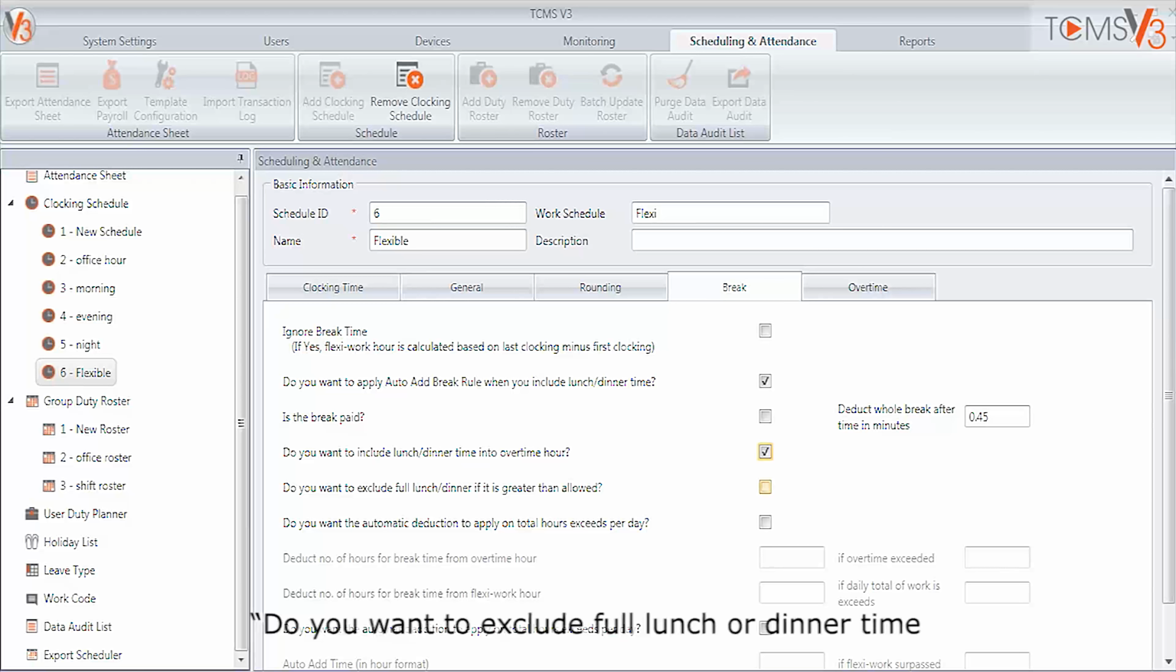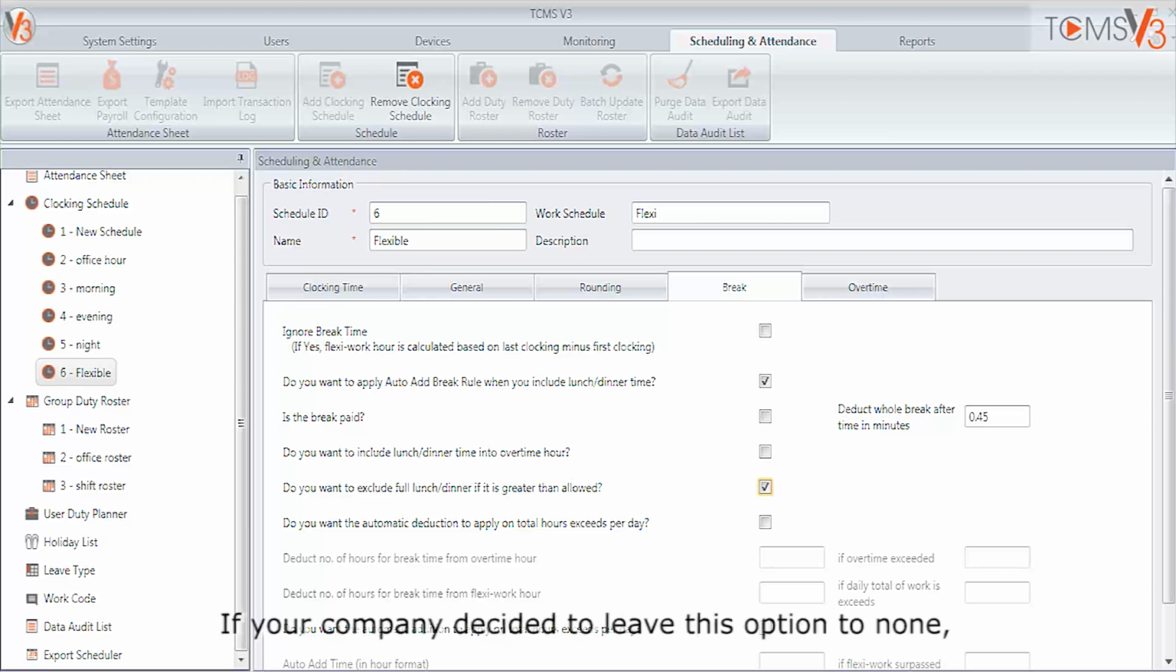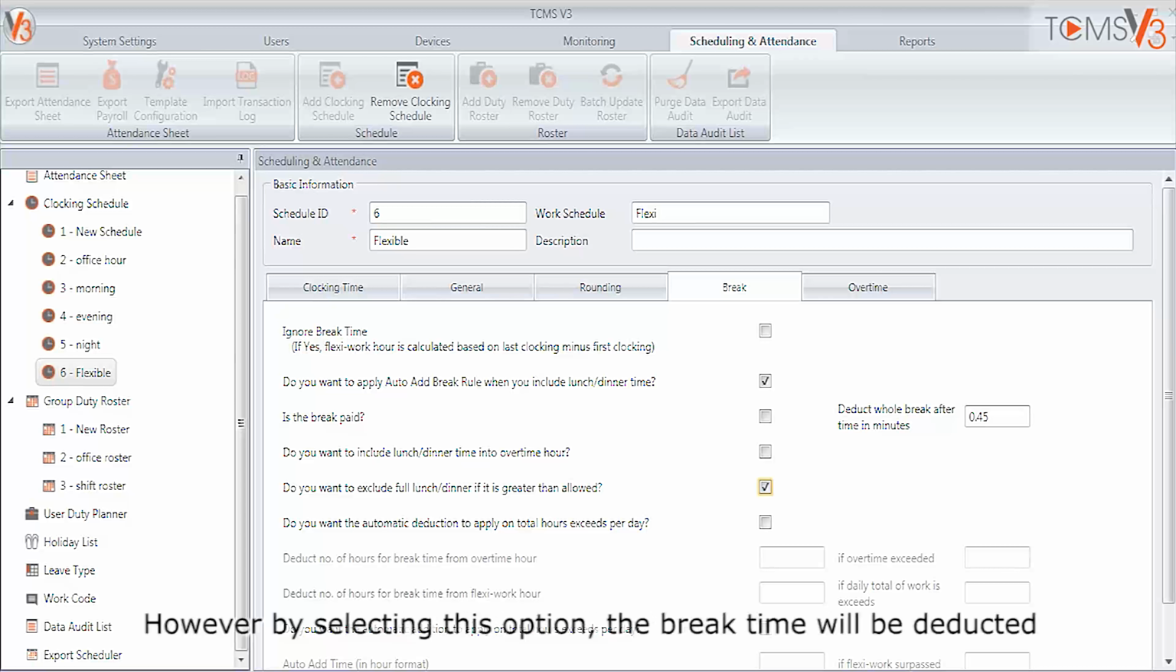Do you want to exclude full lunch or dinner time if it is greater than allowed? For example, if an employee is given an hour break, but he took 1.5 hours, therefore, the total 1 hour of break will be deducted from his working hours. If your company decided to leave this option to none, the break time will not be deducted. However, by selecting this option, the break time will be deducted if an employee takes more than the allowed break time period.